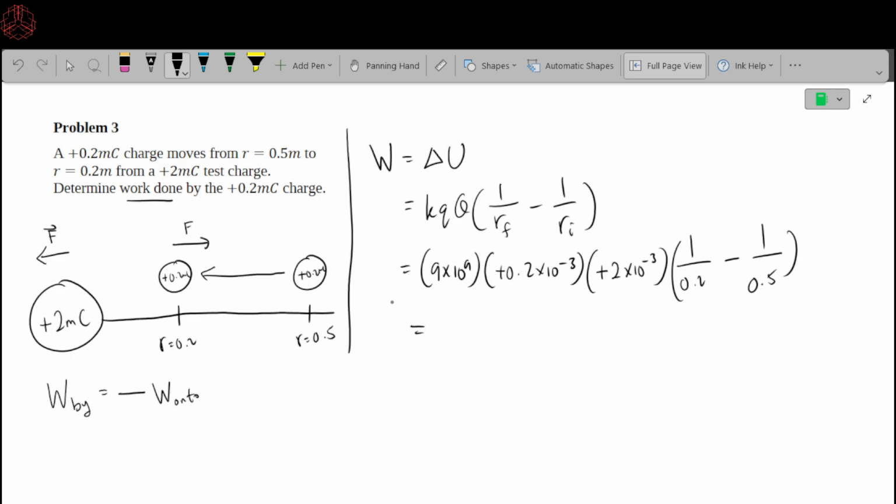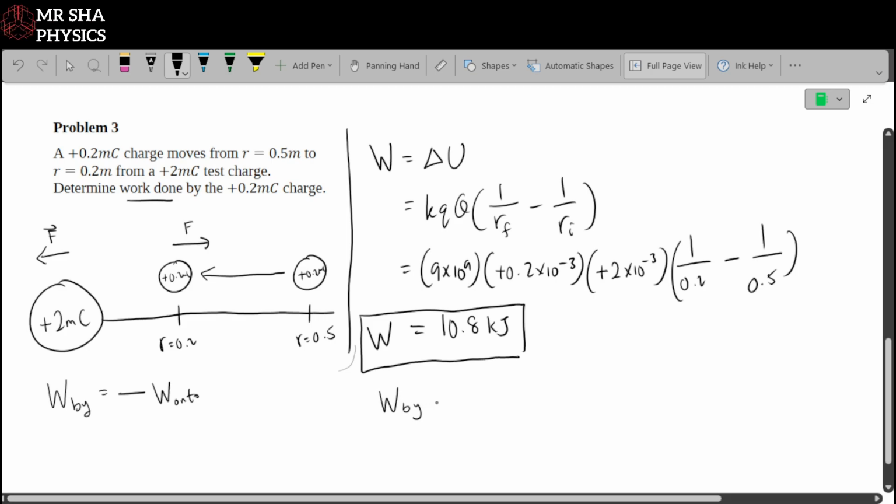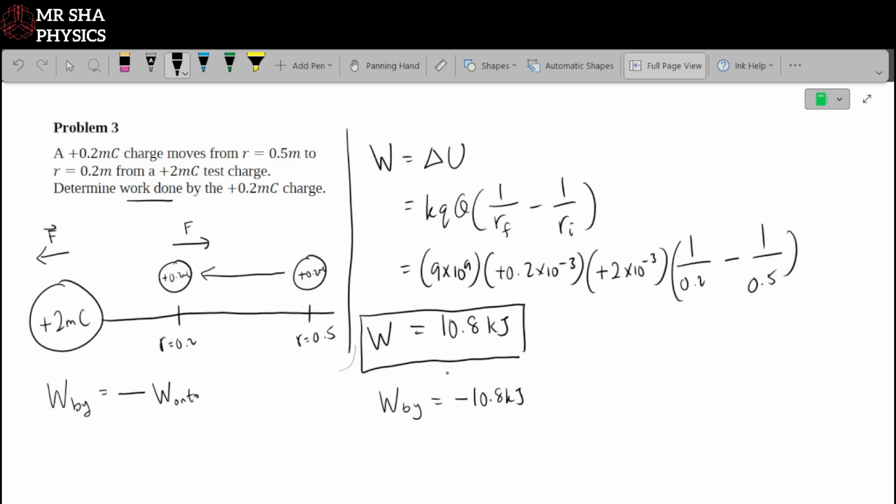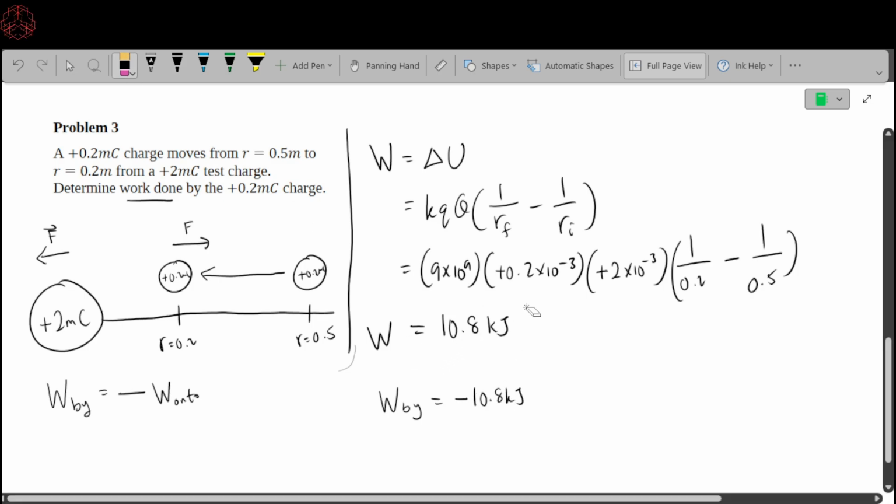If you key that into your calculator, you're going to have 10.8 kilojoules. That's the amount of energy needed to move the charge from r equals 0.5 to r equals 0.2. If I were to find the work done by the field, I would need to put that as negative 10.8 kilojoules. So my final answer here is negative 10.8 kilojoules.